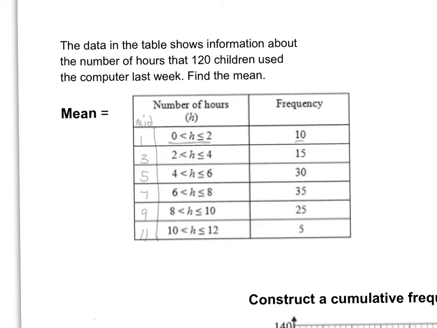So for the mean, since we have 10 values that we're estimating to be 1, instead of adding 1 up 10 times, we're going to do 10 times 1. And then instead of having 15 data points and adding all 15 of them, the data values are 3, we're going to multiply instead to make our formula shorter. So 15 times 3 plus 30 times 5.